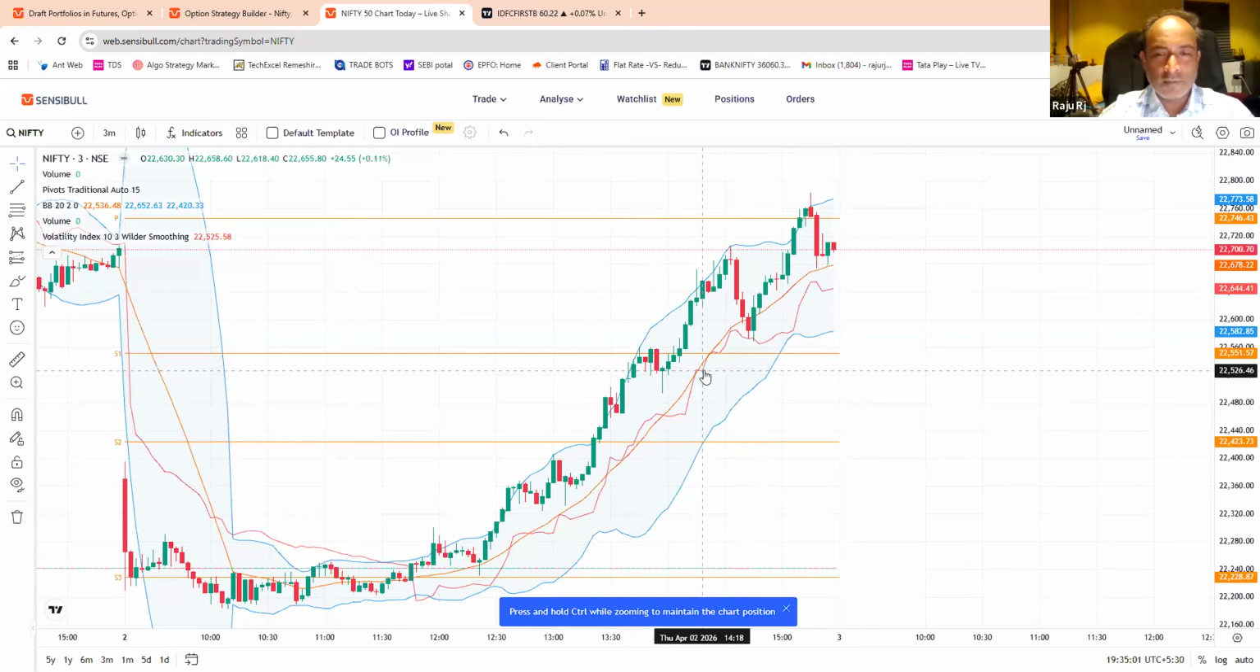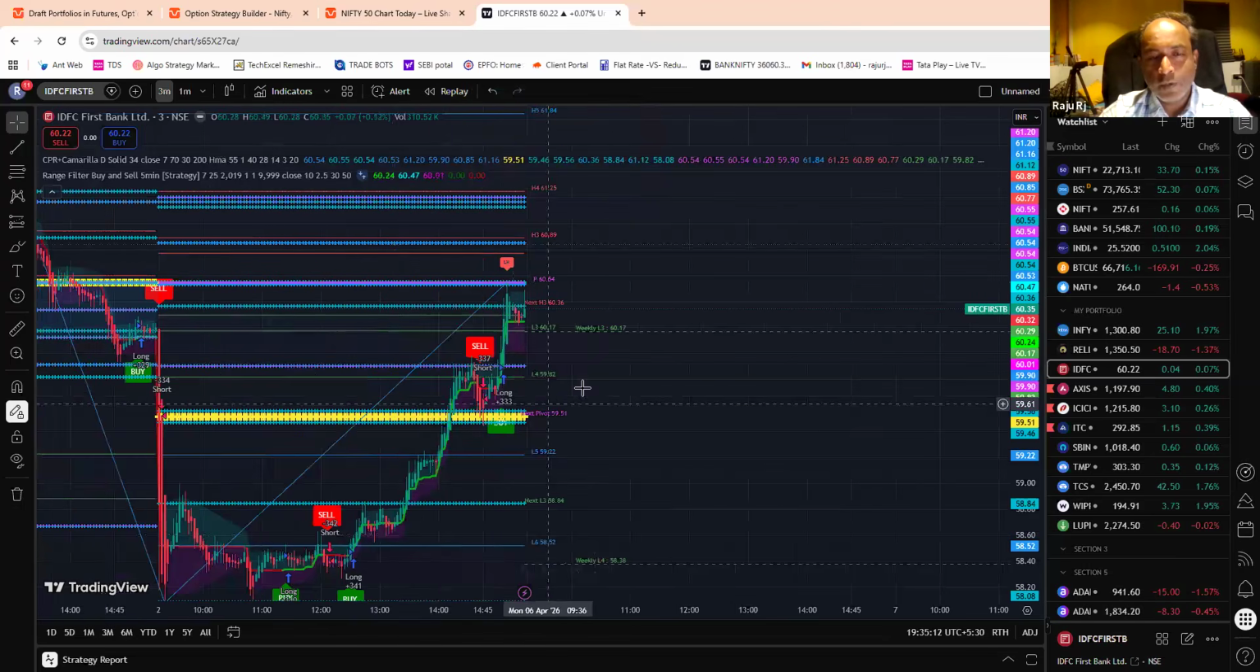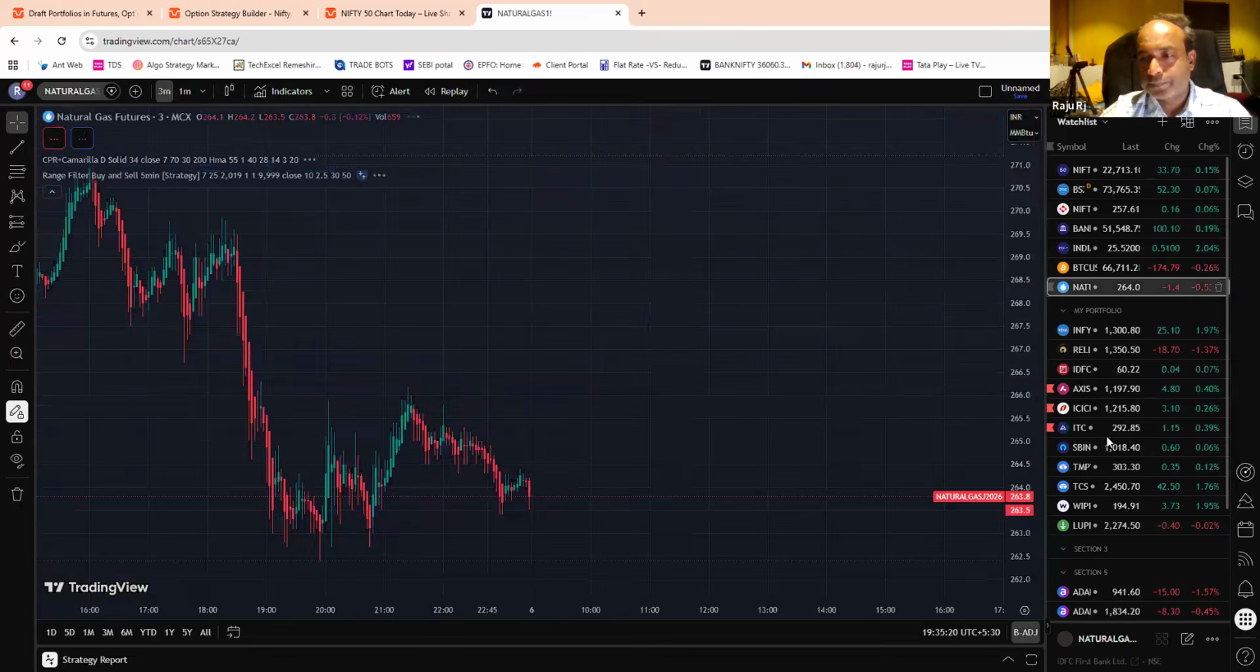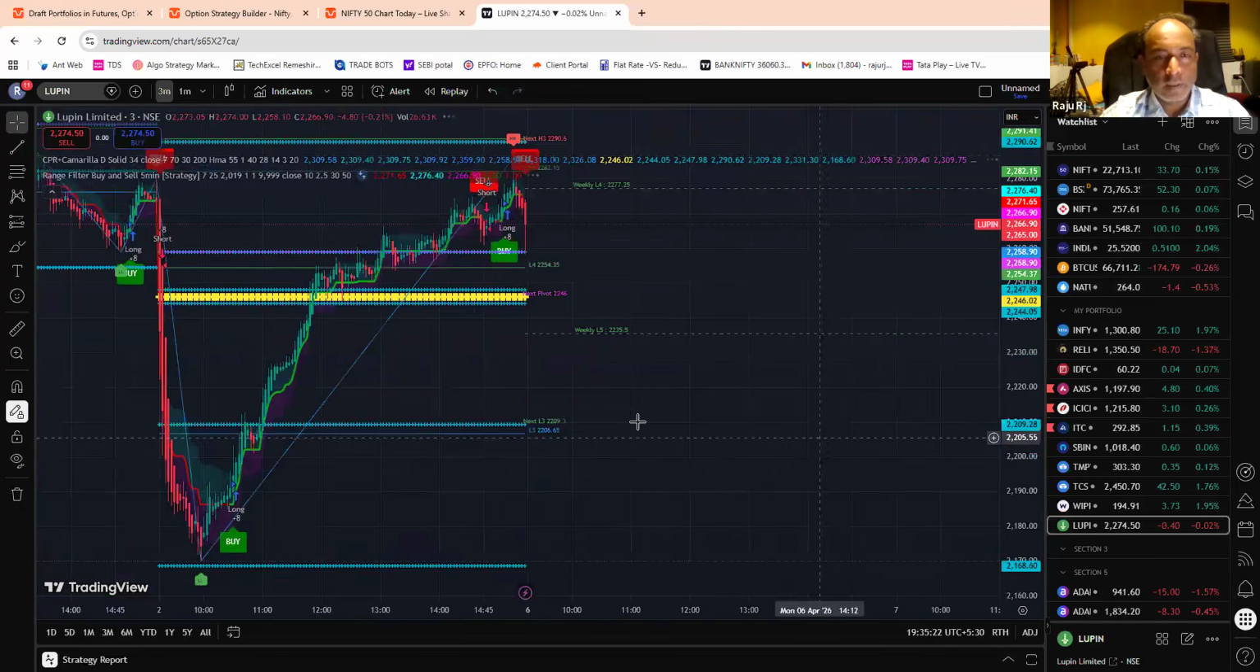These are all very basic. You can go and apply it in any normal charting. But as I told you, we will give you this one where you will get these levels without any Bollinger effect. So these are all the levels where the profit bookings come. You can just check the Lupin.